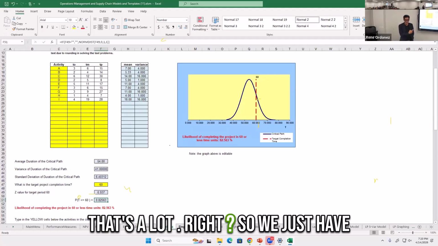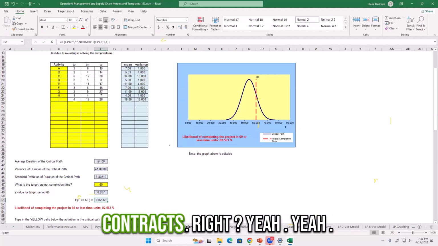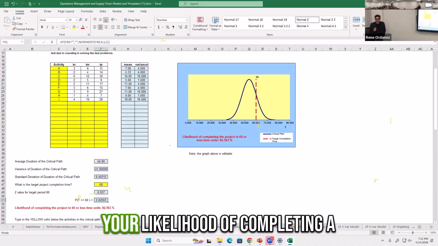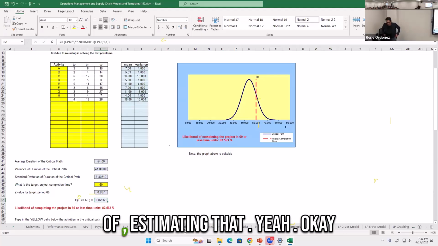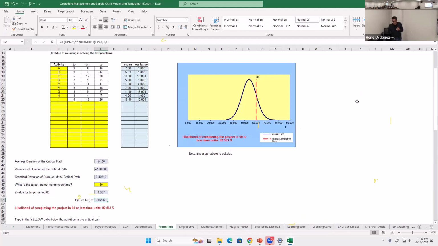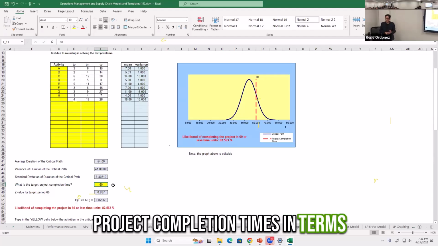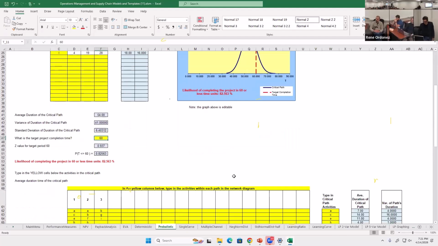That's a lot, right? So we just have to hope that all of these kinds of measurables are defined in our contracts. So when you write contracts, you better know your likelihood of completing a project. This is one way of estimating that. So this is a way of quantifying project completion times in terms of probability of completing the project. Okay, we good?